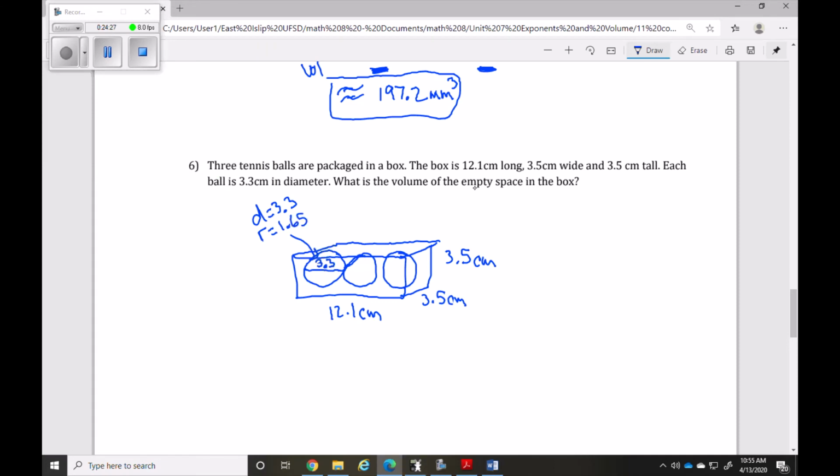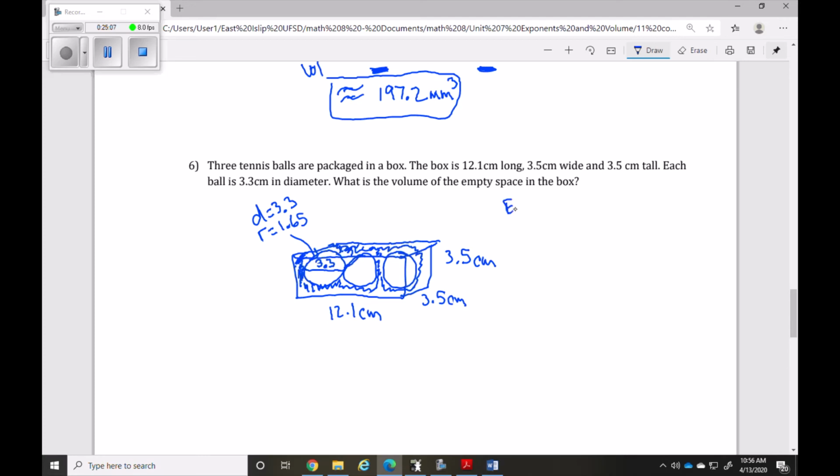So it's asking what the volume of the empty space in the box is. So I wish I had a different color. I don't. Oh, can I use a highlighter? Nope, no highlighters here. So this space around the tennis balls is what they're asking for. So empty space really is like a subtraction problem. If I find the volume of the box and subtract away the volume of the tennis balls, I'll be left with that empty space. So shape inside shape typically tends to be a subtraction problem.